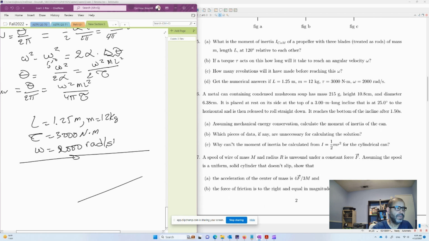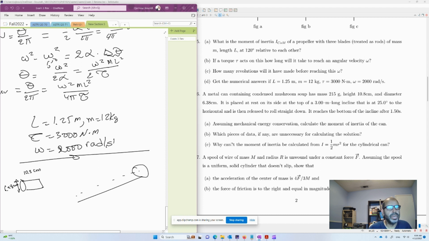So here's the problem. You have a can of soup that is more of a cylindrical shape, and it falls from a height. So this is how the can looks like. The length is 10.38 centimeters, and the diameter, the whole thing, not just the radius, is 6.38 centimeters. So if I'm interested in the radius, it is half that much.